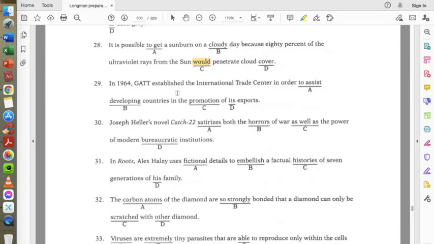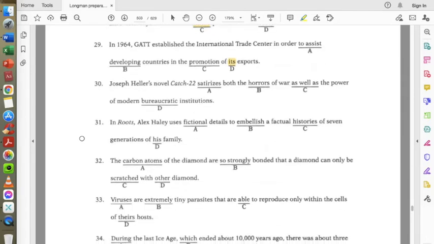29. In 1964, GATT established the International Trade Center in order to assist developing countries in the promotion of their exports. Subject-verb agreement, developing countries, their exports. Well, I guess that's a possessive adjective that doesn't agree with the noun. 30. Joseph Heller's novel Catch-22 satirizes both the horrors of war as well as the power of modern bureaucratic institutions. Satirizes both the horrors of war and... both and.